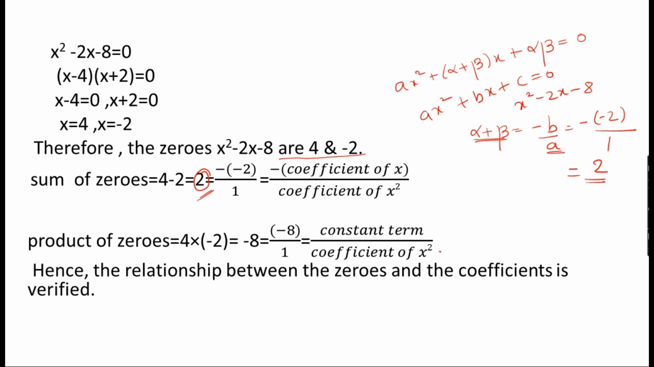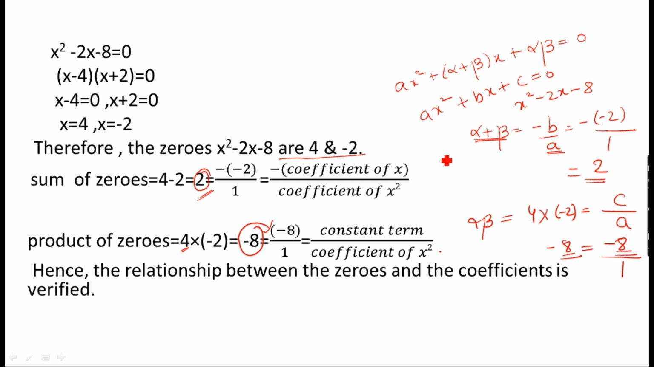Now the product of zeros is nothing but alpha beta. The value of alpha we have taken is 4, and the value of beta is minus 2, which is equals to c by a, the constant term c upon a, the coefficient of x square. C is nothing but our minus 8, and the value of a is 1. Similarly, 4 into minus 2 is also minus 8. Therefore, these two terms are equal, and we get the product of zeros is equals to minus 8. Hence, the relationship between the zeros and the coefficient is verified.